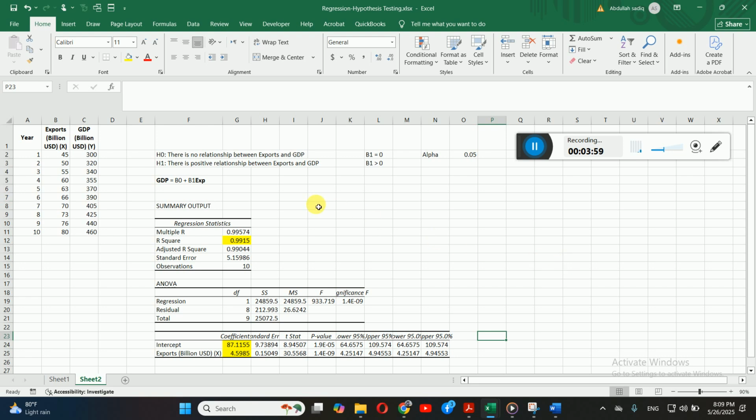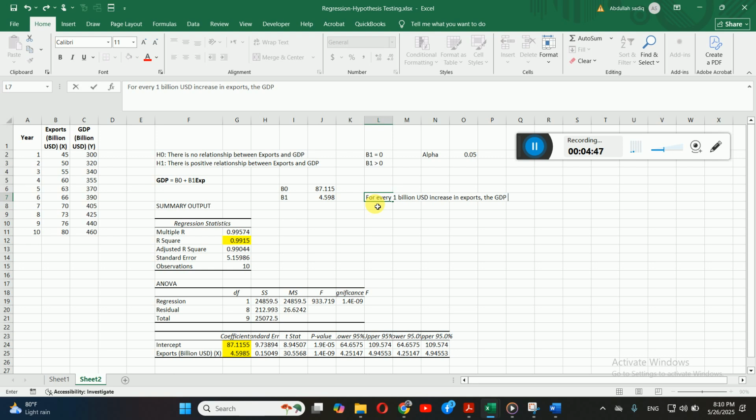Okay, dear students, the intercept, beta naught, in our analysis is 87.115. For exports, beta 1 is 4.598, dear students. Very simple. First you should learn the interpretation of 4.598. As the unit here is billion USD, for the interpretation of beta 1, you can say that for every 1 billion USD increase in exports, the GDP is expected to increase by 4.59 billion USD. This is the interpretation.